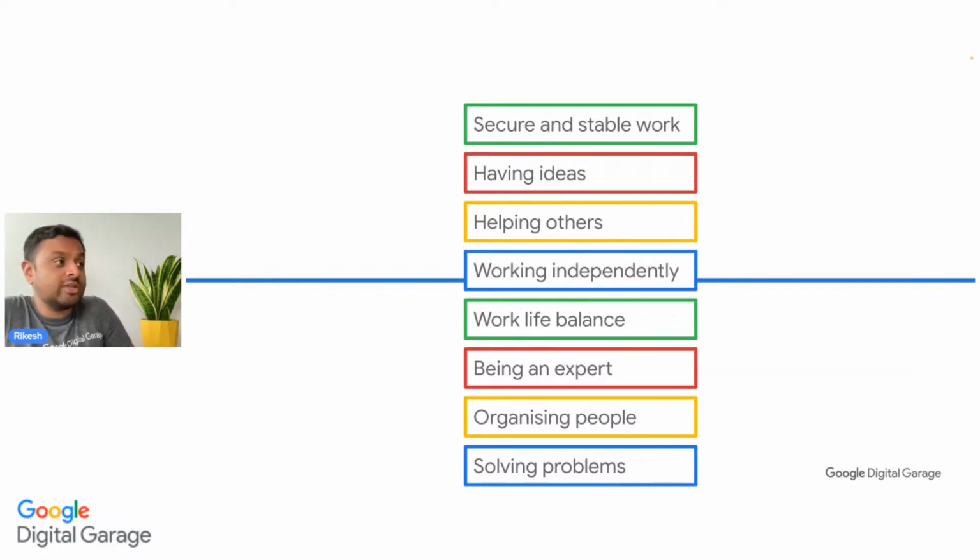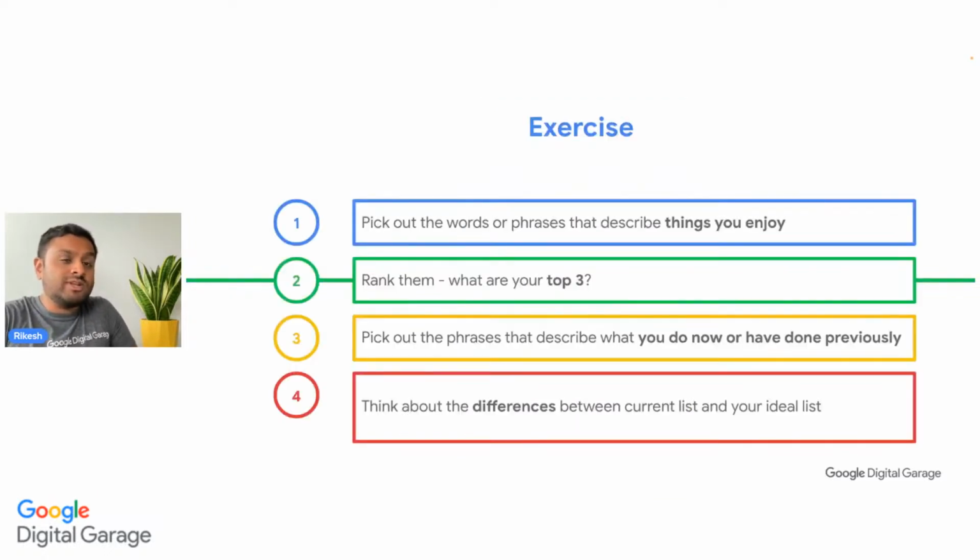So have you had secure and stable work? Have you been the go-to person for having ideas in some shape or capacity? Have you helped others? Are you working independently, or have you worked independently in the past, for instance? So I want you to jot down as many of these as you feel answer that question of what you've done previously or what you do now, because hopefully now you should have a left-hand side column with a list and a right-hand side column with a list.